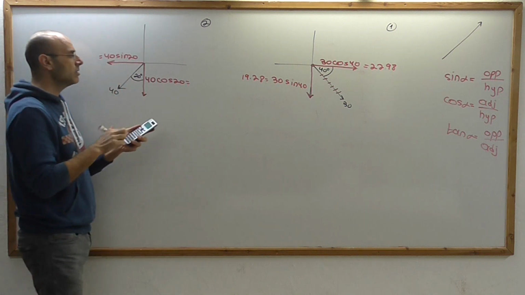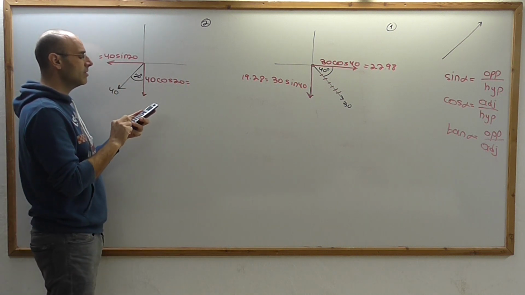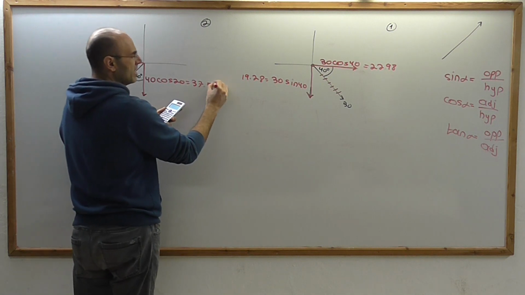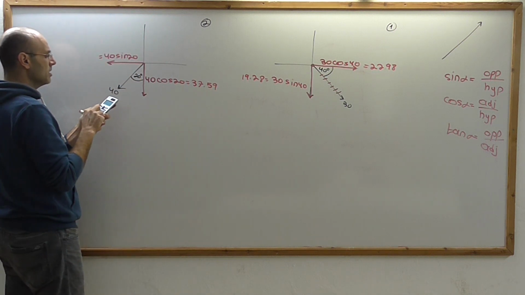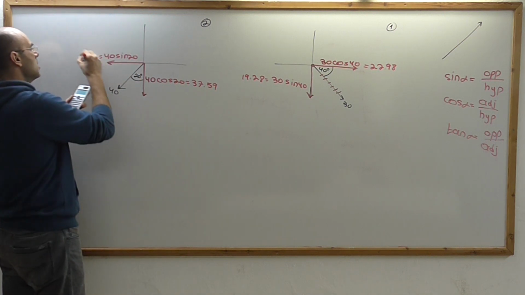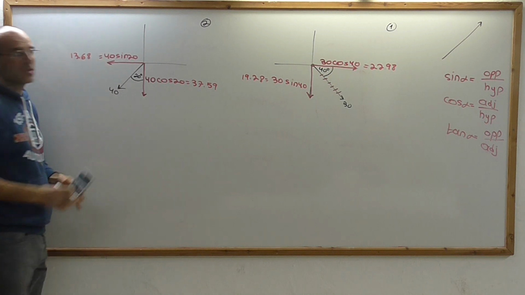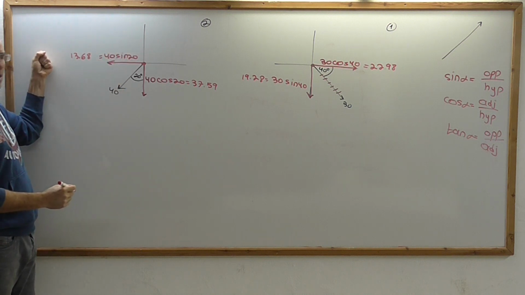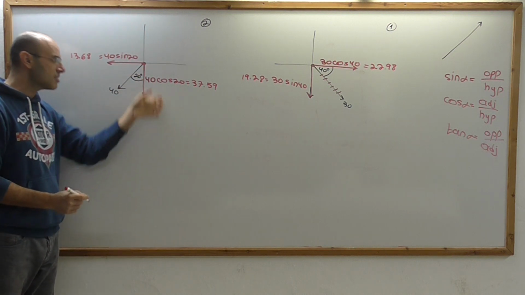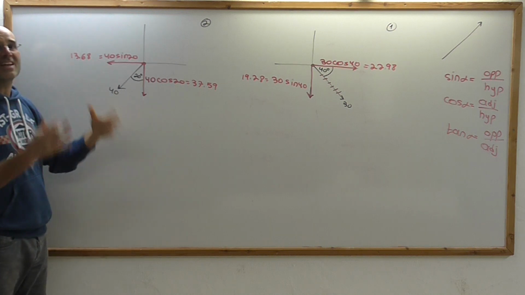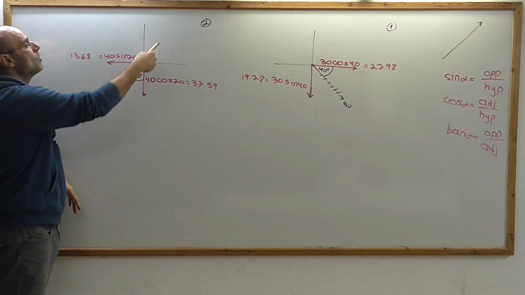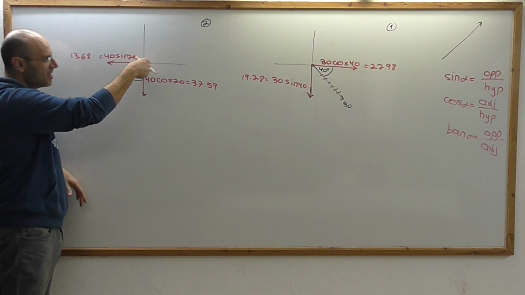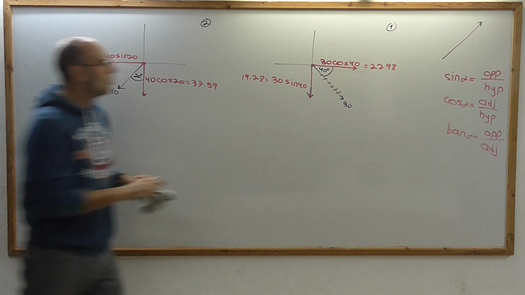And again to the calculator, 40 cosine 20, 37.59, and 40 sine 20, 13.68. So if I pull this ball, imagine there's a ball here, 13.68 to the left and 37.59 downwards, it will react exactly the same as if someone pulled it with a force of 40 in this direction.